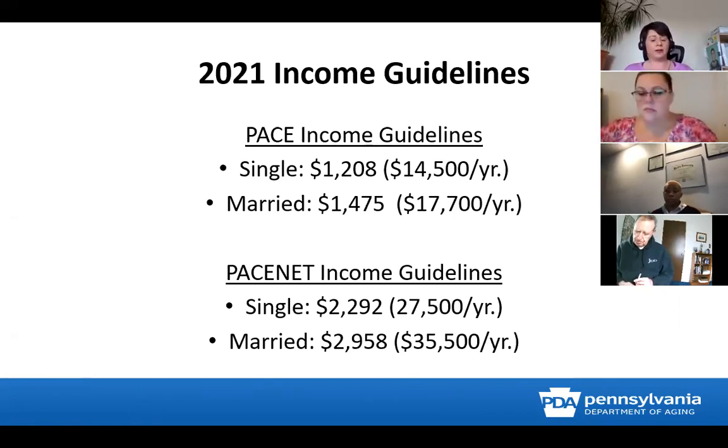So you can see here are the income guidelines. And again, it's just income because there are no resource guidelines with the PACE program. So you can see it's broken down. PACE is at the top, PACE Net is at the bottom. And these income guidelines very rarely change. The last time it changed was probably about 3 years ago. They increased the PACE Net income guidelines to where they are right now. So they are fairly moderate. For example, a married couple can make up to $35,500 a year and qualify for this particular program.